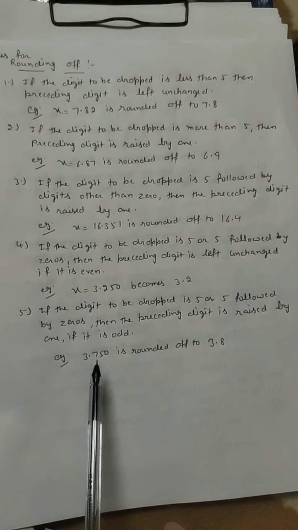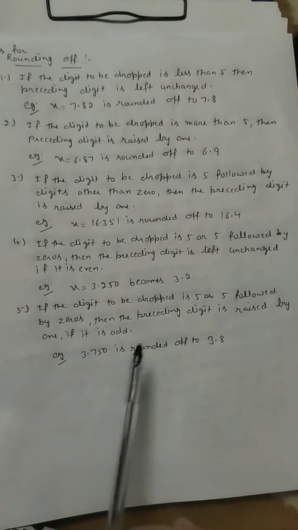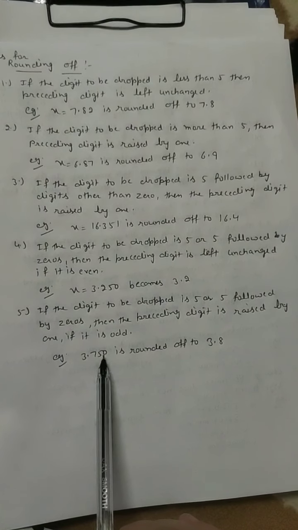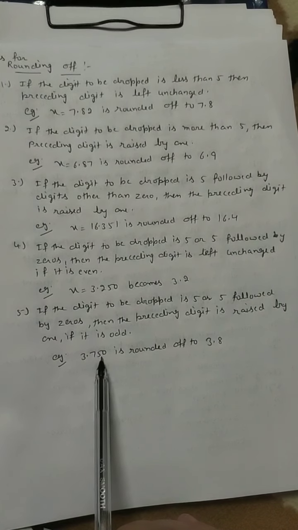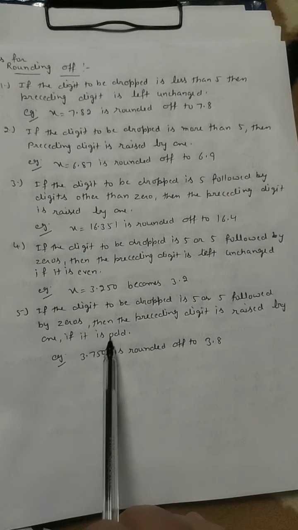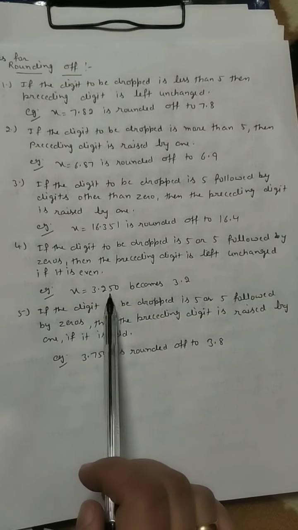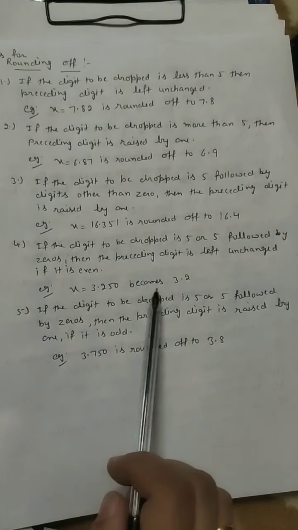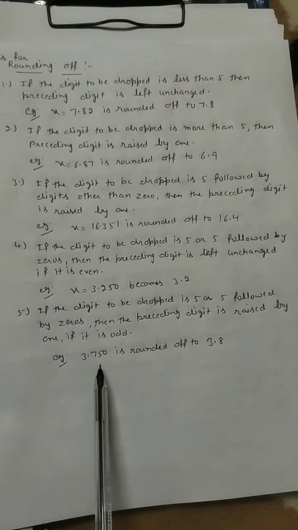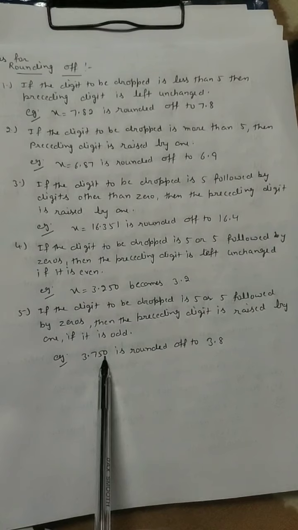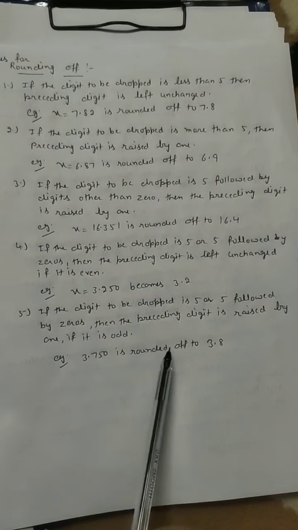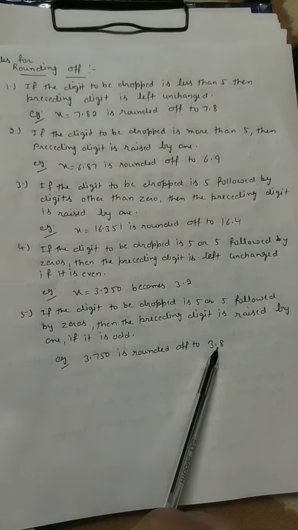Again, if the digit to be dropped is 5 followed by zeros, then the preceding digit is raised by 1 if it is odd. If this digit is an even number, then it remains the same. If this digit is an odd number, like 7, then it will be raised by 1, that is 3.8.